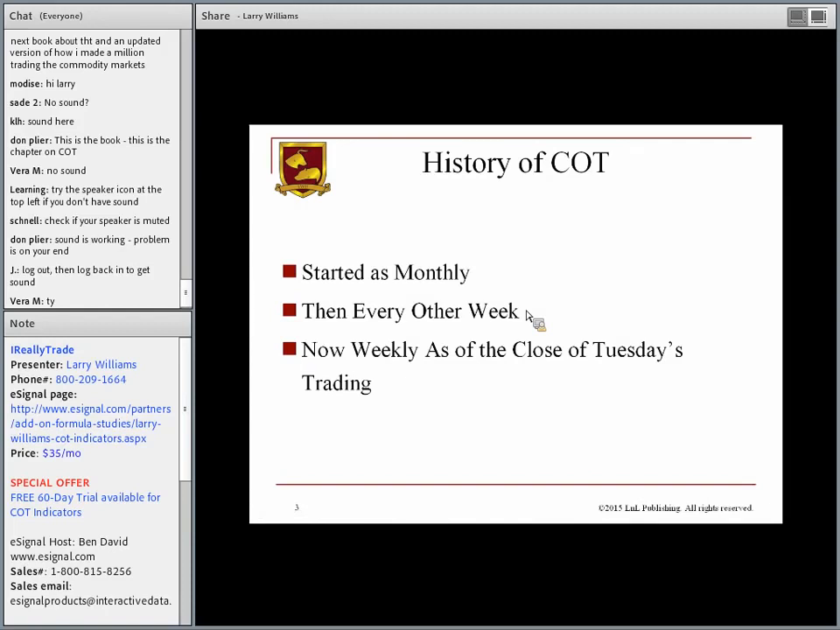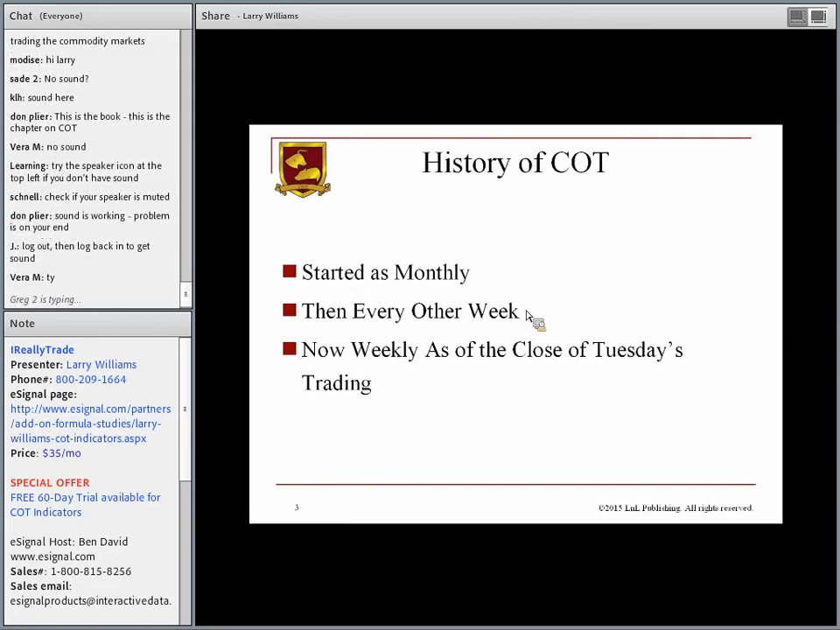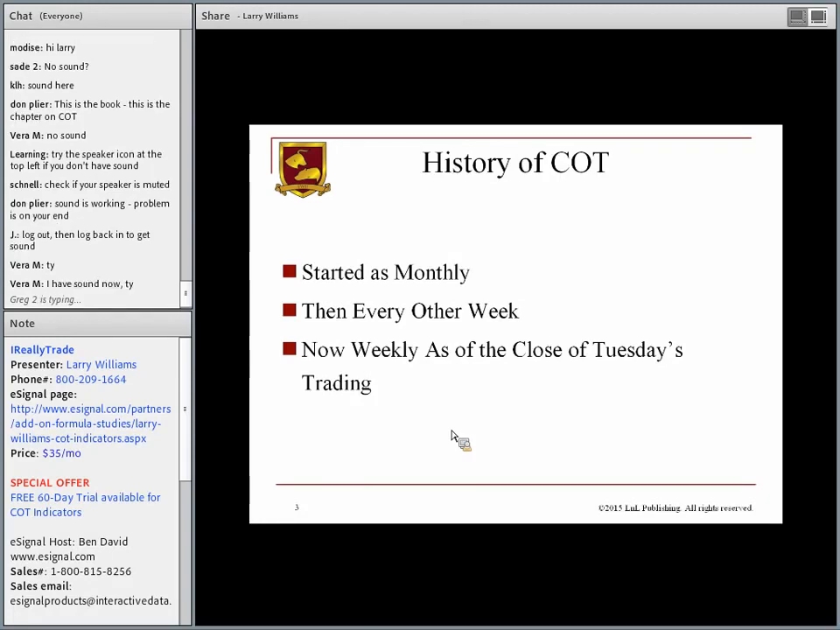A lot of people use it right. Some people still use it incorrectly. We now get it weekly as of a close of Tuesday's trading. So yesterday was Tuesday. Through last night's trading report, the government will collect all the positions. I'll explain those in a moment. And that information is public on Friday, so we have it after the close on Friday.